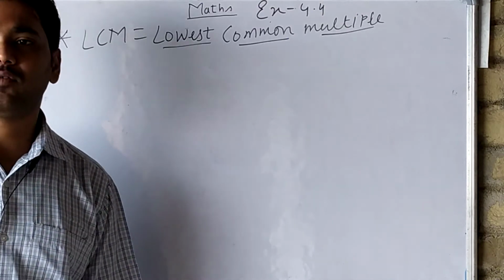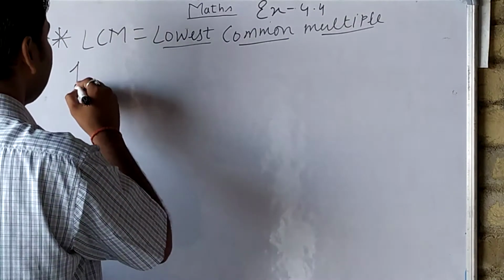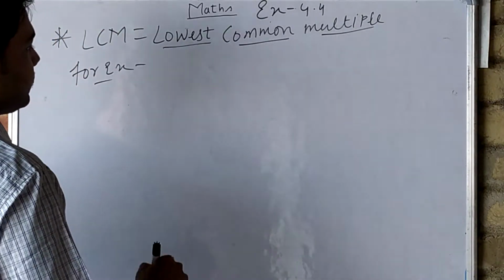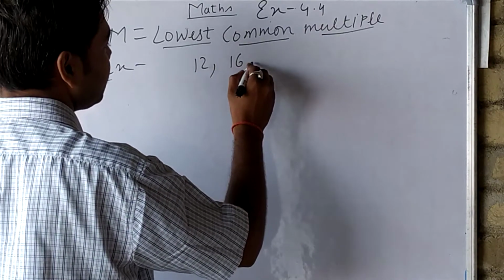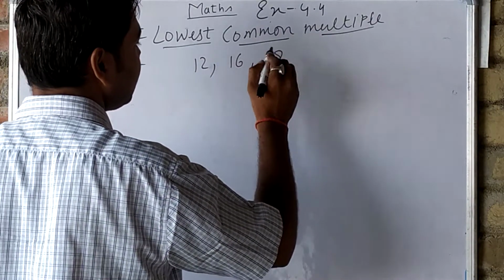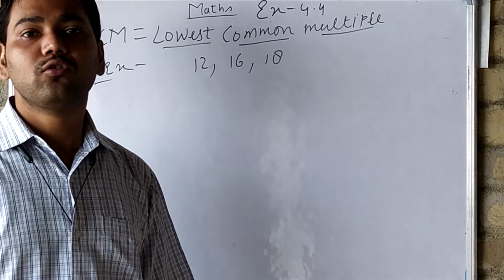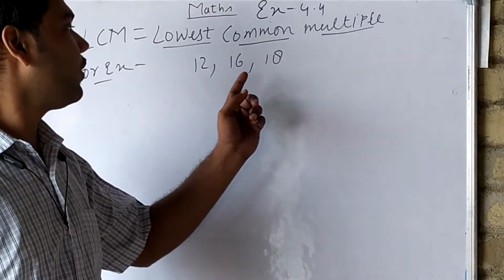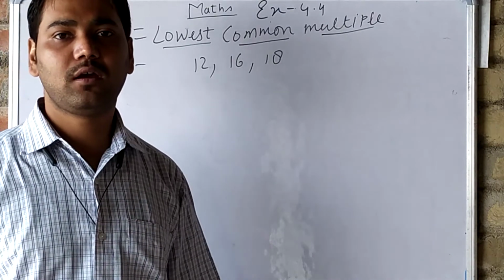Understand? What do we have to do? We have to find the LCM. For example, we have to find the LCM of 12, 16 and 18. We have to find the LCM of these numbers. So what we do in HCF, we find the factors of each number separately. Understand?